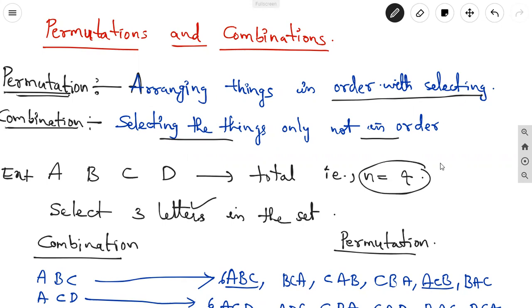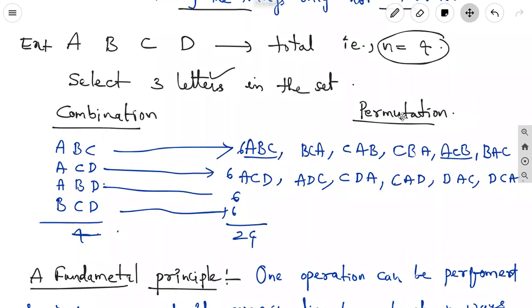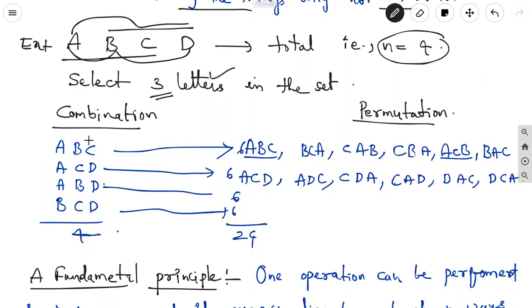In the combination and permutation, how we can arrange and how we can select. Selecting the things means only 3 letters are selected. How we can write them means ABC, BCD, ACD, and ABD. How many? 4 in the combination. We are selecting the letters only.